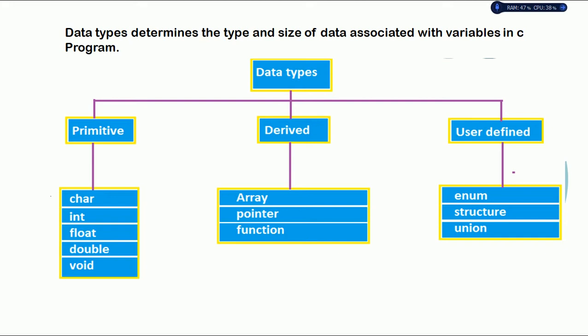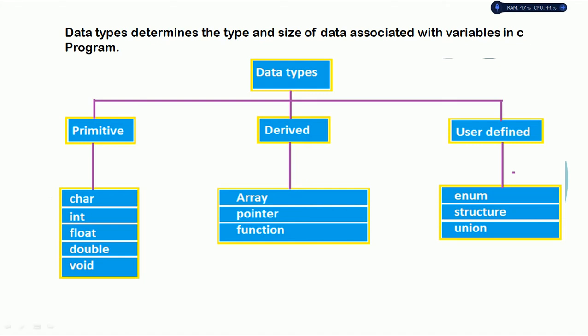Now we'll see what are the different data types available in C programming language. There are three categories of data types available in C. The first one is primitive, the second one is derived, and the third one is user defined. Primitive data types are those predefined data types which are available with your system itself. Coming to derived, we can use your primitive data types to form another type of data type, and those are said to be derived. Coming to user defined, the user can define new data types by using this category. So these are the three different types of data types in C.